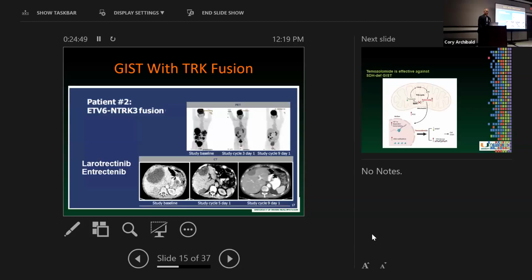And the same is for TRK mutant GIST. TRK is another kinase. It's activated by a fusion, but you see the same level of activity when patients are treated with the TRK inhibitor.